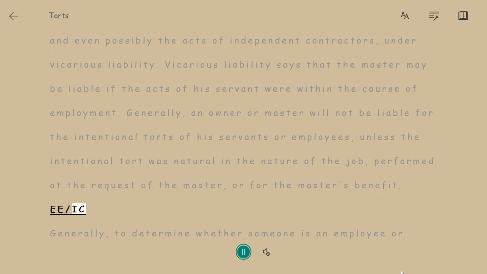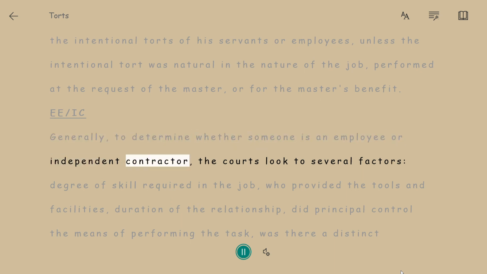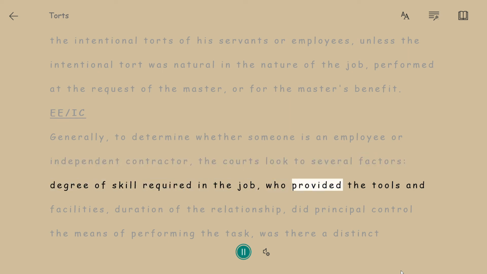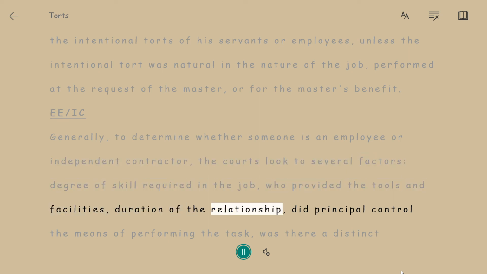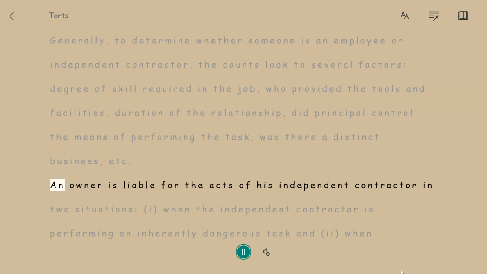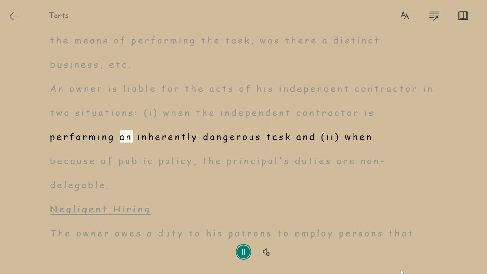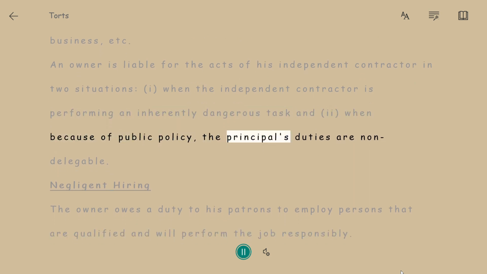E/IC. Generally, to determine whether someone is an employee or independent contractor, the courts look to several factors: degree of skill required in the job, who provided the tools and facilities, duration of the relationship, did principal control the means of performing the task, was there a distinct business, etc. An owner is liable for the acts of his independent contractor in 2 situations: 1, when the independent contractor is performing an inherently dangerous task, and 2, when because of public policy, the principal's duties are non-delegable.